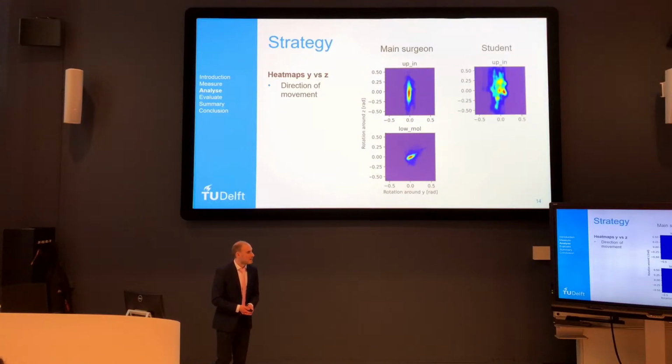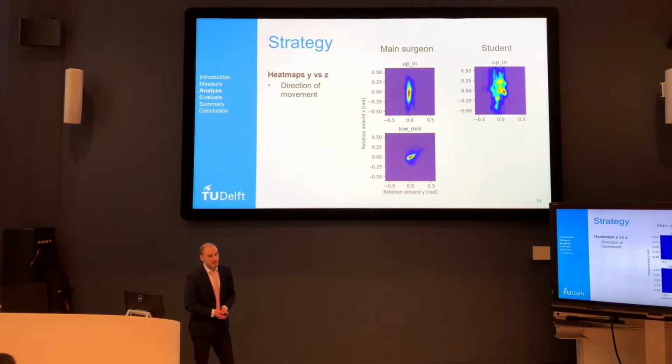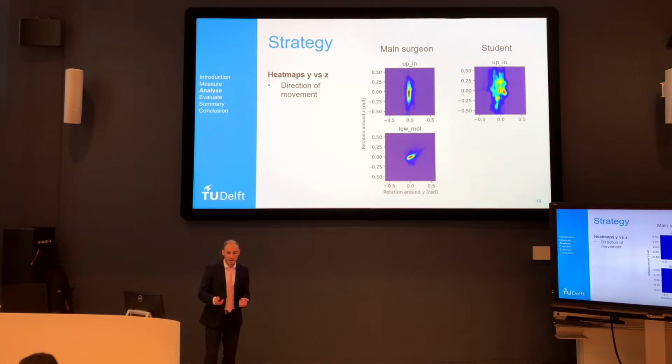If we compare what the student is doing, we see a totally different plot appearing. The student is just extracting in y and z all over the place, and no clear strategy can be deduced from this. This indicates that the student is doing something different. It does not indicate that the student is very bad, but it indicates that he has no clear strategy in mind for how to extract a tooth.